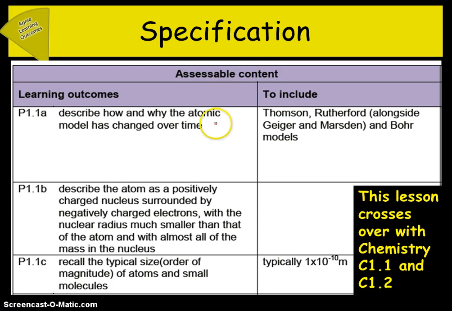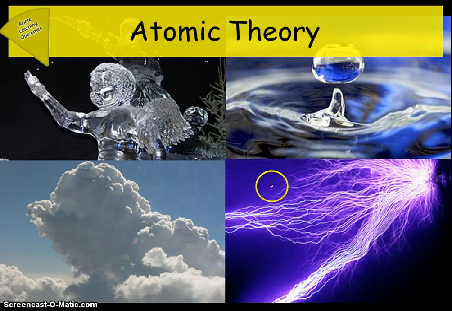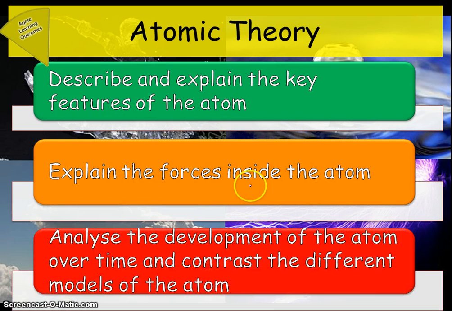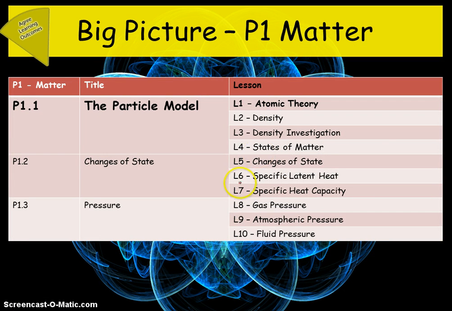So what you're expected to know is how and why the atomic model has changed over time, be able to describe an atom correctly, recognize the size of an atom as 10 to the -10, and also recognize the names of the scientists and what their contribution was. So objectives wise, you need to be able to explain the key features of an atom, explain the forces inside an atom, and then explain the development of the atom over time and how the different models varied. So this is the first part of P1.